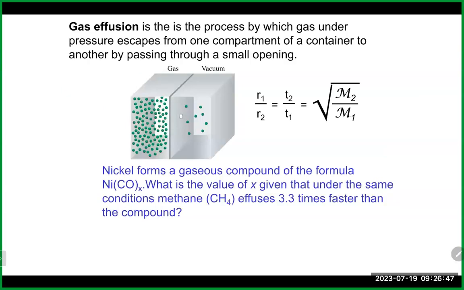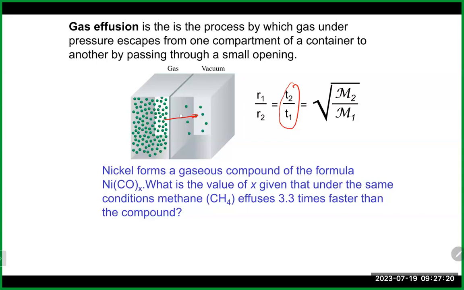A similar formula helps us with what is known as gas effusion, which is a little bit different. This is the process by which one gas under pressure escapes from one compartment to the next through an opening, like these guys popping through that hole to the other side. We could use pretty much the same equation there. Rate 1 over rate 2 equals the square root of our different molar masses. This is also time, the time it takes for one gas to get somewhere versus the other. So you could also use time rather than rate.